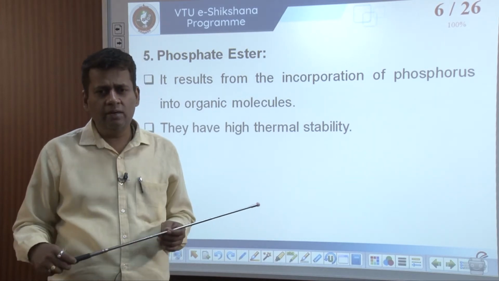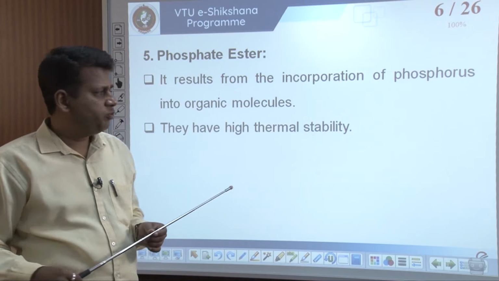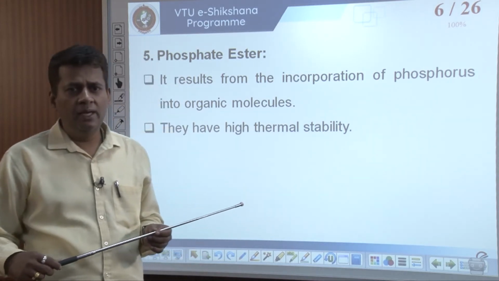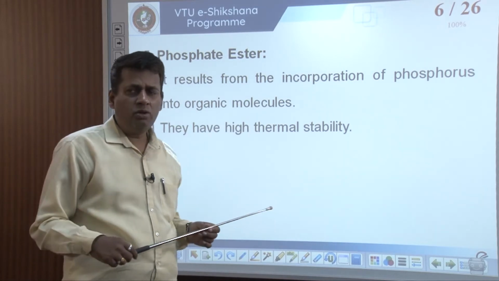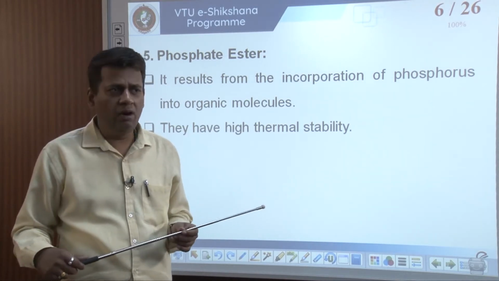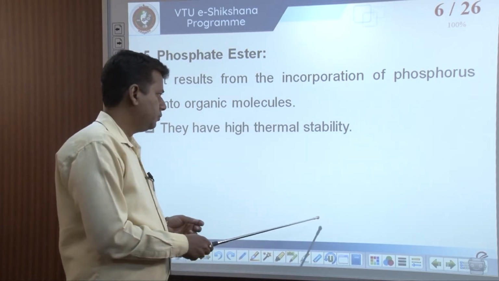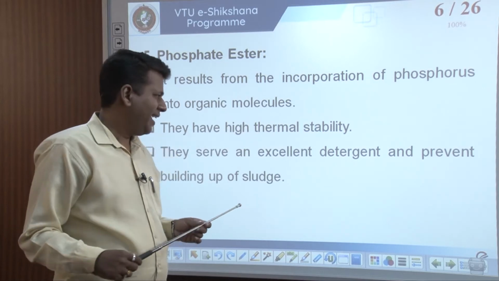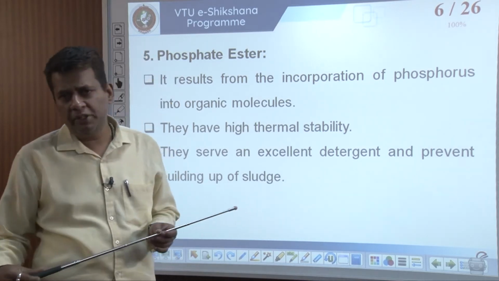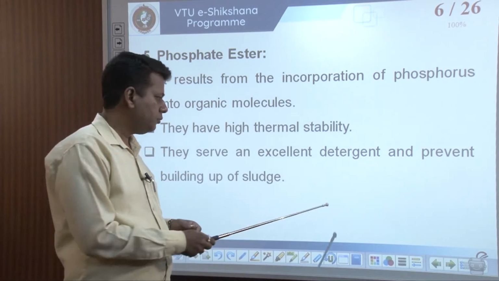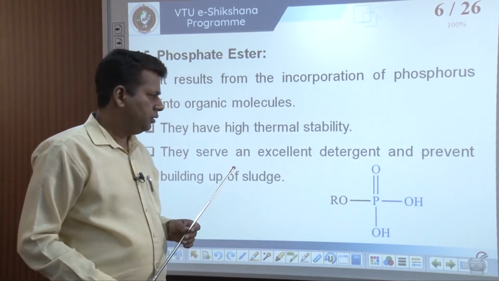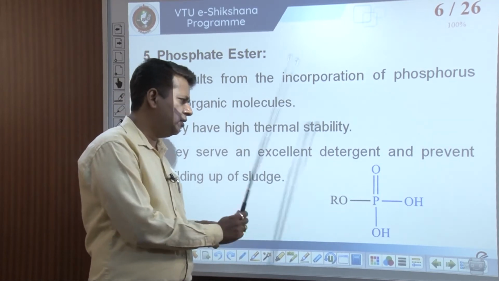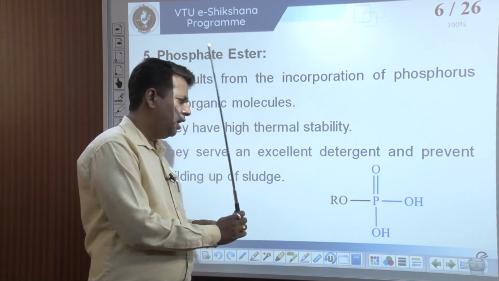So, you can use this hydraulic oil for special applications like high temperature applications, particularly in tropical countries where the temperature is very high, or in deserts. They have excellent characteristics like being detergent and preventing the formation of sludge. This is a typical chain of phosphorus. The phosphorus is the center molecule followed by oxygen, hydrogen.